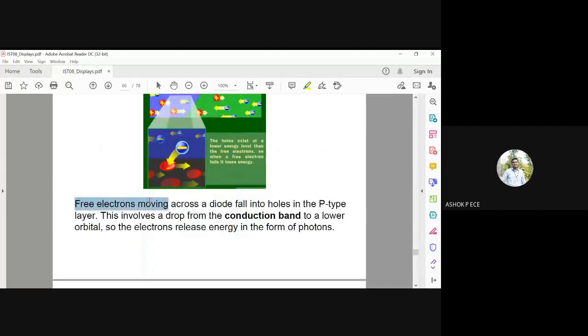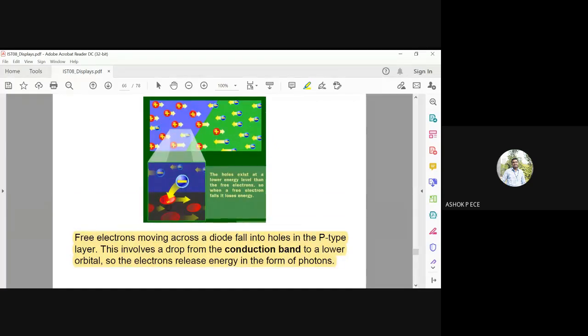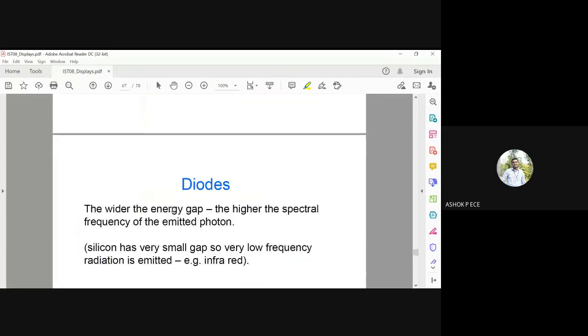The free electrons moving across the diode fall into the holes in the p-type layer. So the electrons drop from the conduction band to lower orbitals and release energy in the form of photons. You make them recombine, and you produce photons. Photons represent your light.